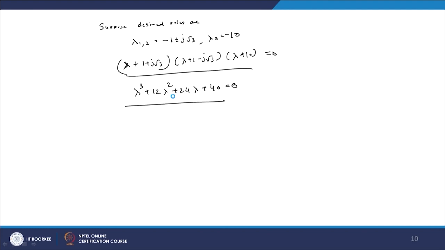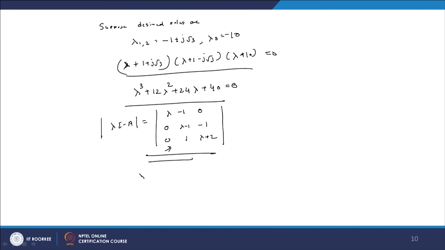So, here we determine the characteristic equation for this: lambda I minus A equals the determinant of lambda minus 1, 0, 0; lambda minus 1, minus 1, 0, 1, lambda plus 2. After solving this, you will get lambda cube plus lambda square minus lambda equal to 0. When the system is not in companion form, we cannot directly compare to get the controller. Therefore, as I told earlier, we follow the steps for KCM.